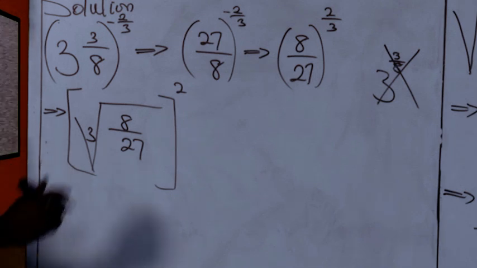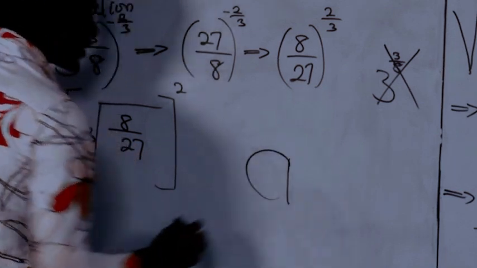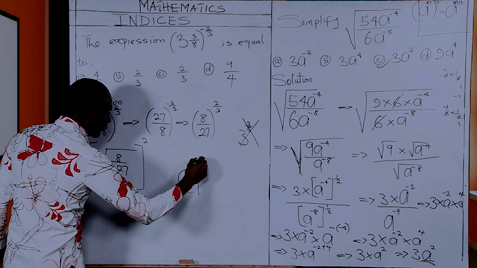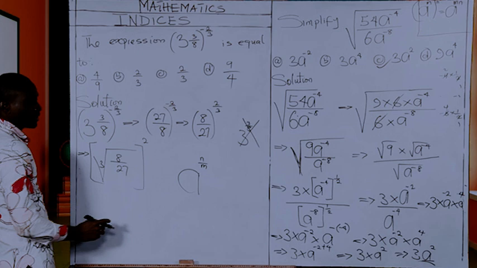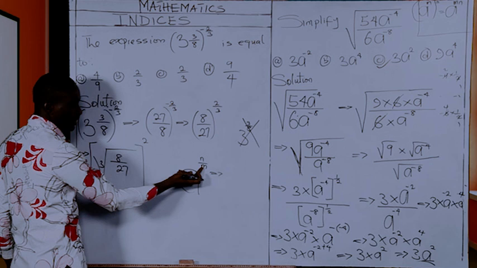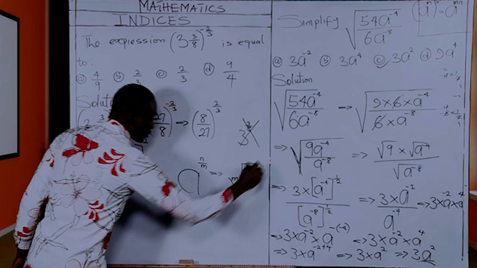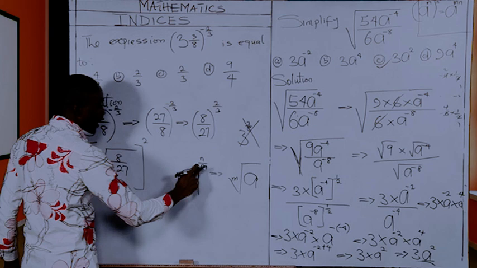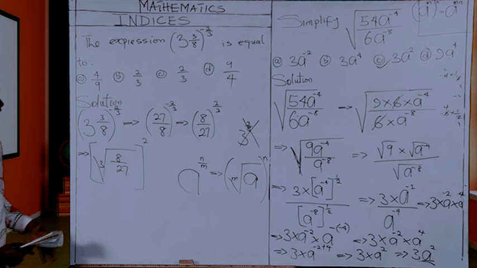These are the rules. If you have a raised to the power of a fraction, let's say n/m, this gives the m-th root of a raised to the power of n. That is the rule. Now let's see.